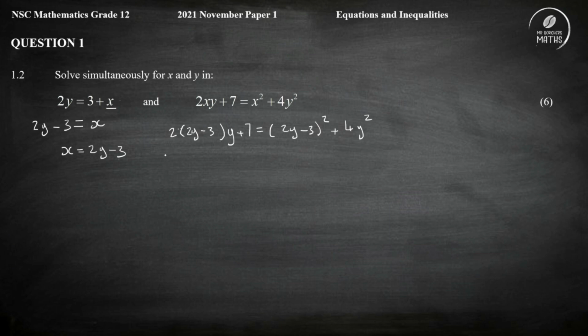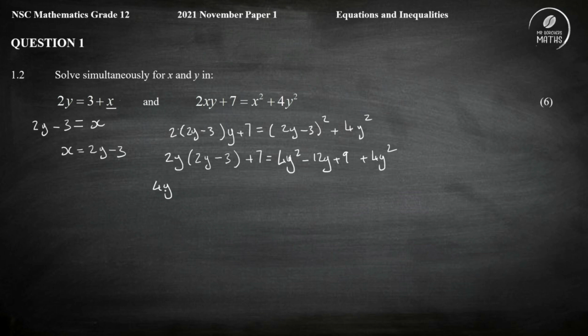What would make it easier is to rewrite this left-hand side as 2y, open bracket, 2y minus 3, and just multiply the 2y in one go instead of multiplying in 2 and then y. It's just something that could help avoid getting caught out and help you avoid some silly mistakes. Squaring the bracket on the right-hand side, 2y minus 3, all squared, would become 4y squared, minus 12y plus 9, and then plus 4y squared.